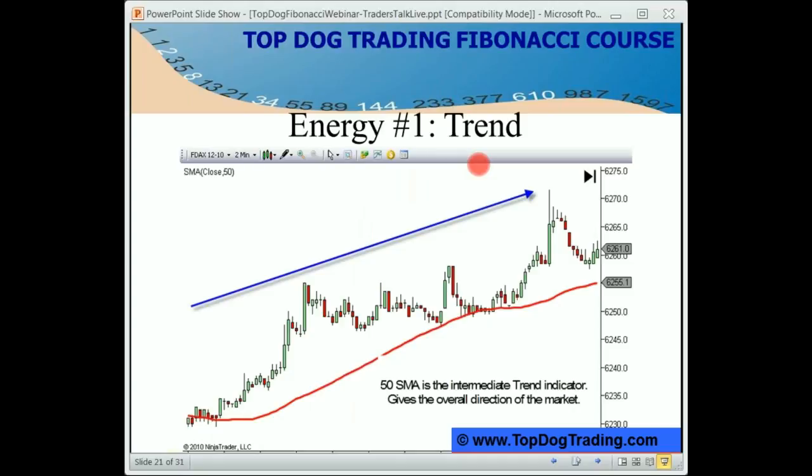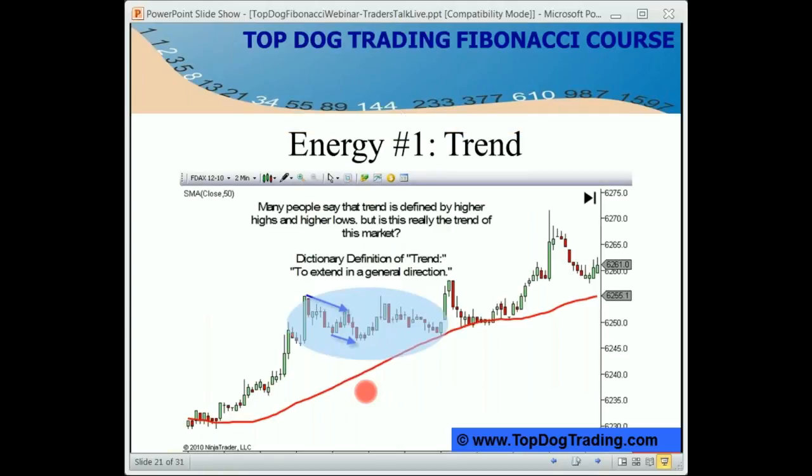So real quick, I'll just show you a little chart of each one and how I use it. So trend, I just use the 50-period simple moving average. I don't really use anything complicated in my trading, so it's all pretty darn simple. I didn't have to hire a NASA scientist to create this for me. It's a common moving average, maybe the most common one. This and the 200 seem to be very, very popular. And it gives me the overall direction of the market.